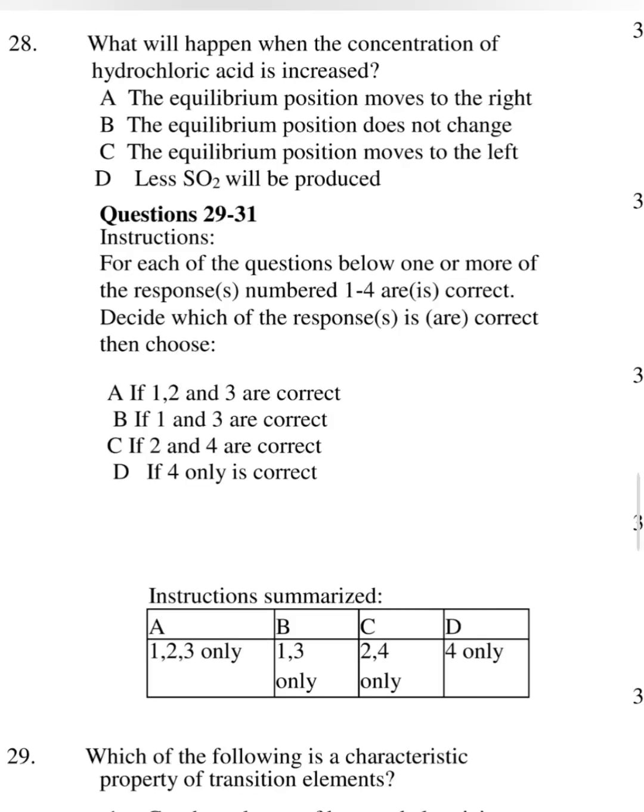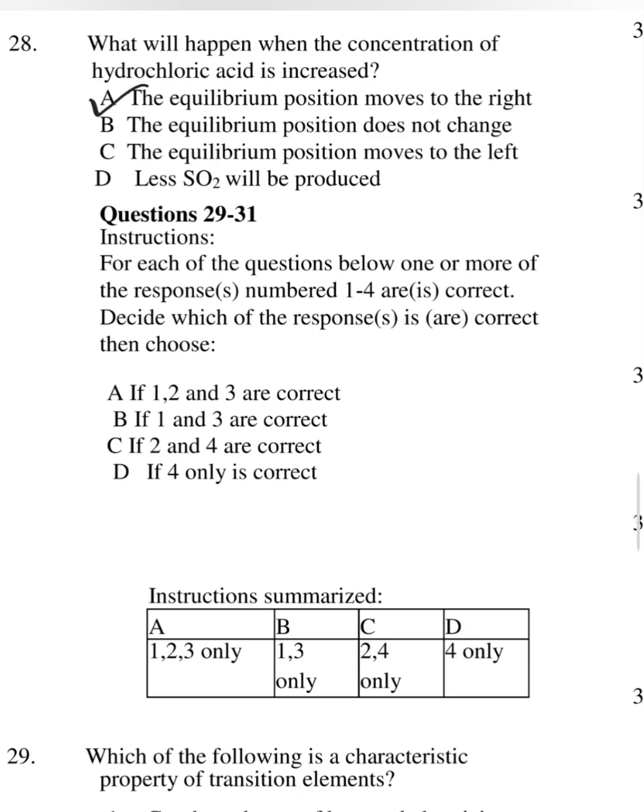In number 28, what will happen when the concentration of hydrochloric acid is increased? So hydrochloric acid being one of the reactants, if you increase the concentration of hydrochloric acid, then the equilibrium would shift to the right so as to annul the effect that has been produced according to Le Chatelier's principle. So we expect equilibrium position to shift to the right, corresponding to option A.